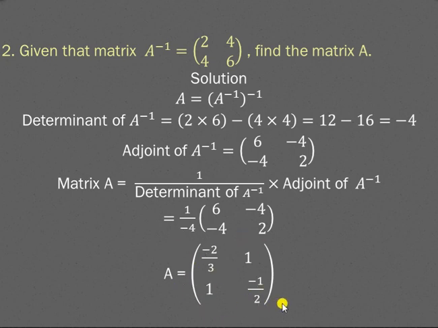So what have you understood here? I expect you to take it easily and simply that when I'm given an inverse matrix and I'm asked to find the original matrix, I simply get the inverse of the inverse matrix. Full stop. Simple and very clear.